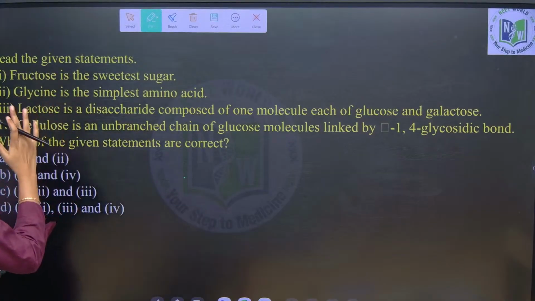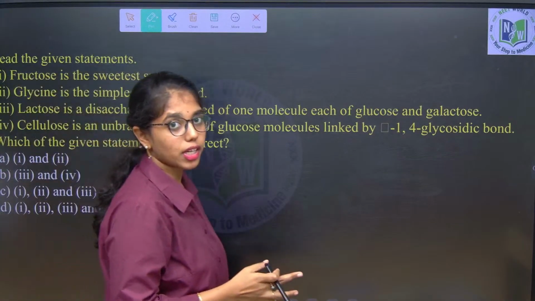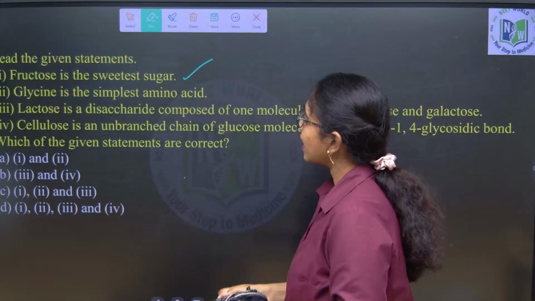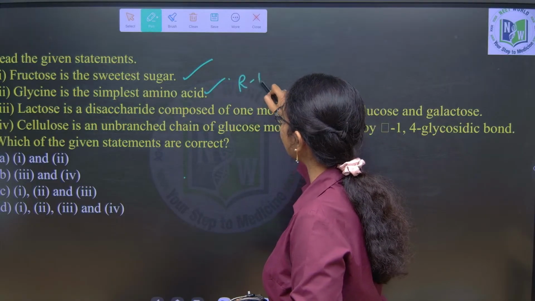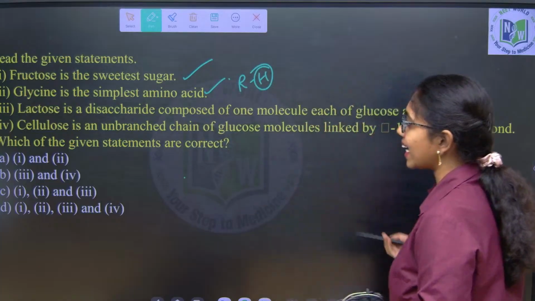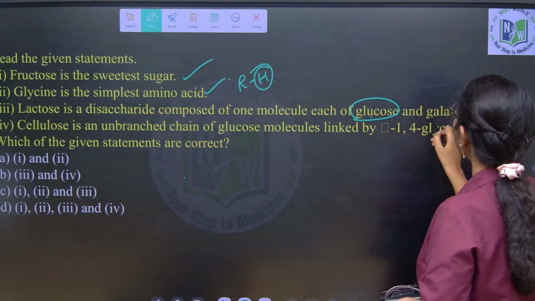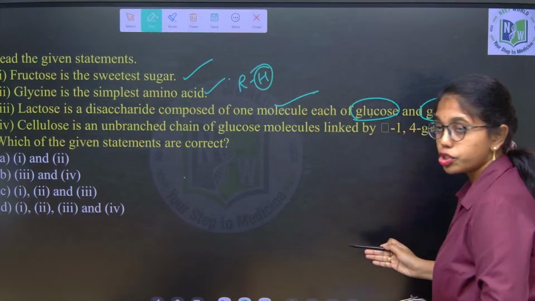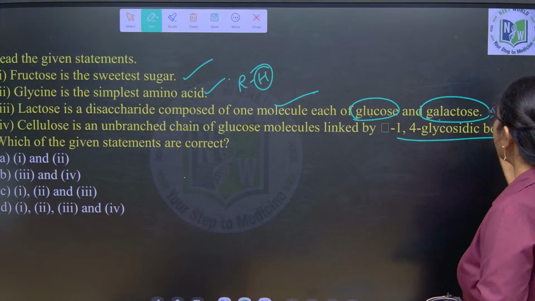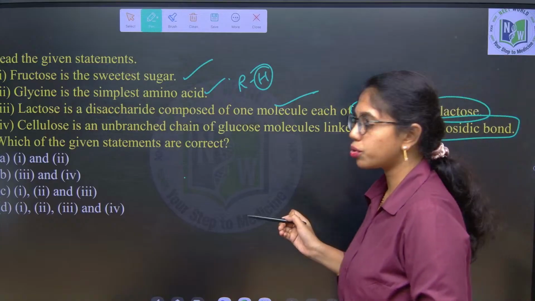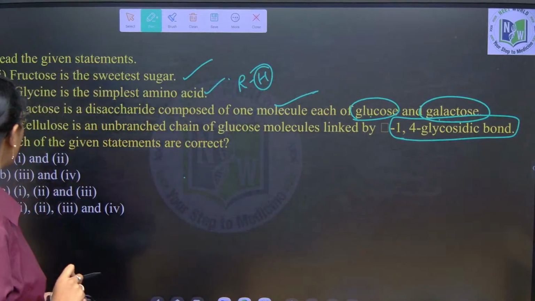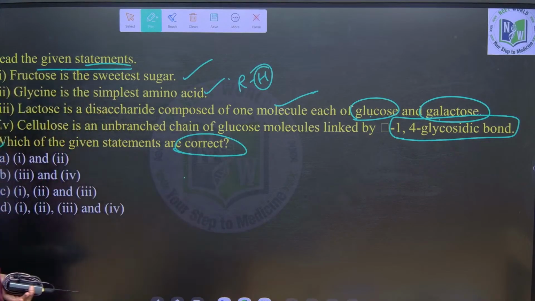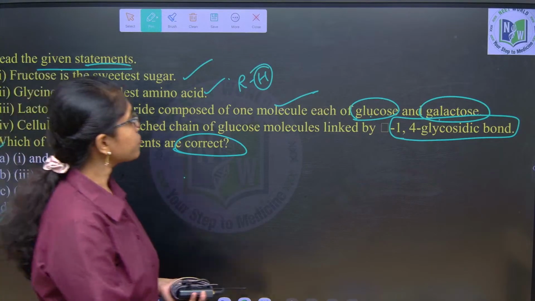Yes. So read the given statements. Fructose is the sweetest sugar. This is from biomolecules again. Fructose is the sweetest sugar, correct. Glycine is the simplest amino acid because the R group here is just hydrogen. Next, lactose is a disaccharide composed of one molecule of glucose and the other molecule of galactose. True. Next, cellulose is an unbranched chain of glucose molecules linked by 1,4-glycosidic bond. Of course, that is true. So here all the 4 statements are correct, right? They asked us to choose the correct statement, so all the 4 statements are true. Next question.